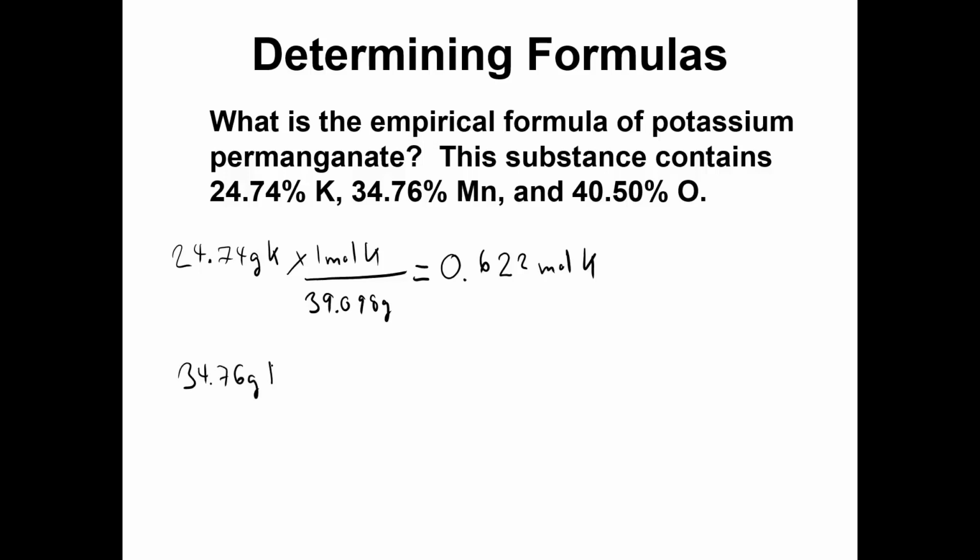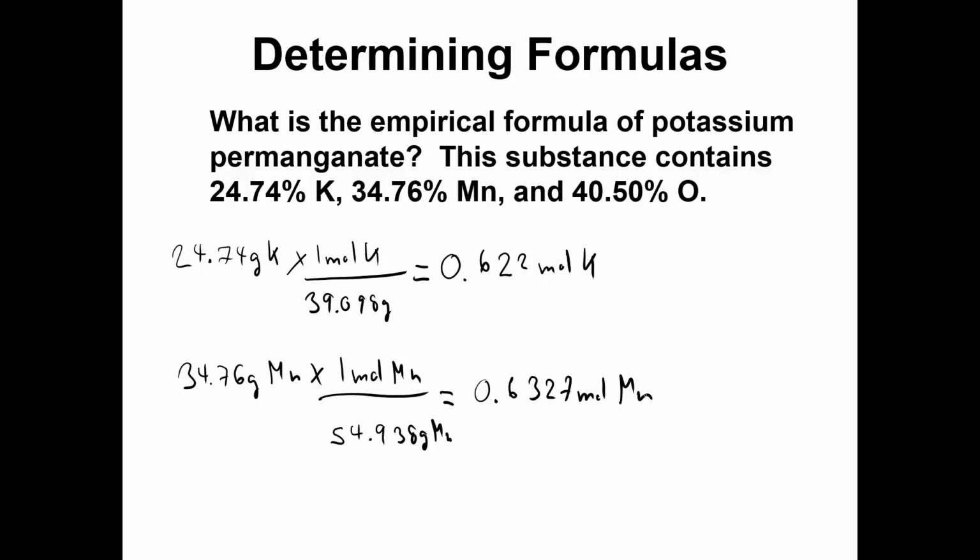34.76 grams of manganese times 1 mole of manganese divided by 54. Hang on, is that what it is? Yes, 54.938 grams of manganese gives me 0.6327 moles of manganese. That's roughly 1 to 1, so that's good to know.